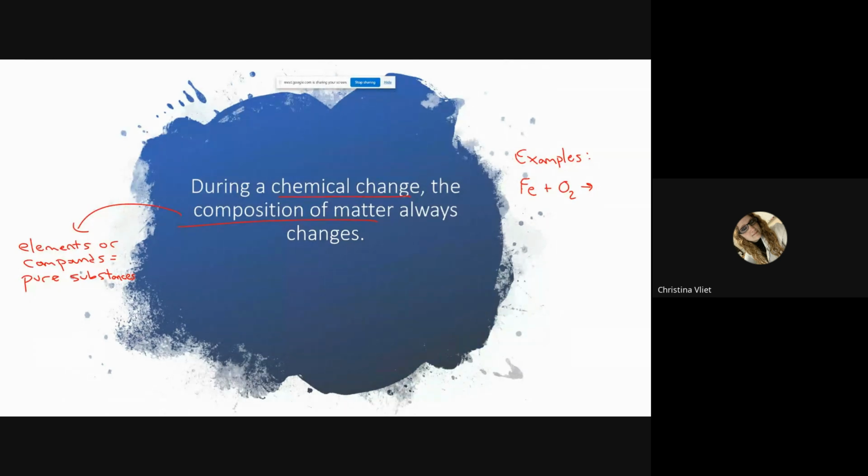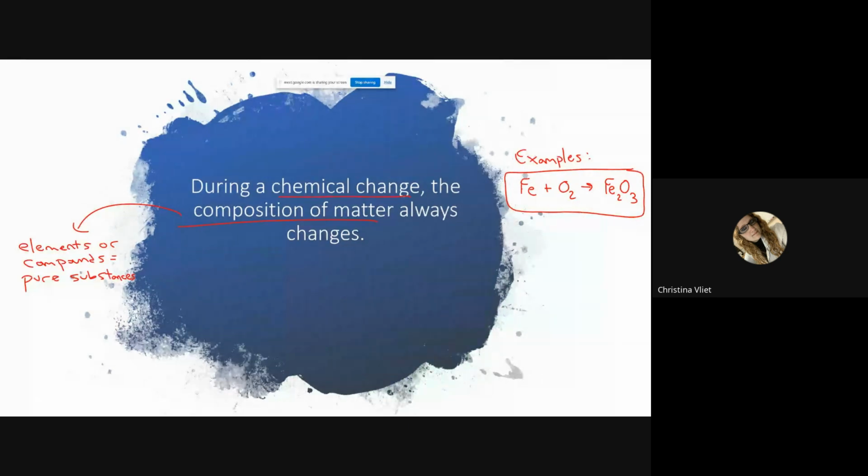And so when you rust iron, you actually form something brand new. You form a new compound. Fe2O3 is the most likely compound you'll form from this. So iron plus oxygen makes iron oxide.